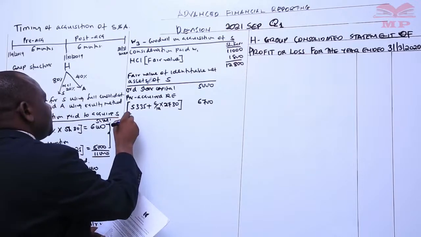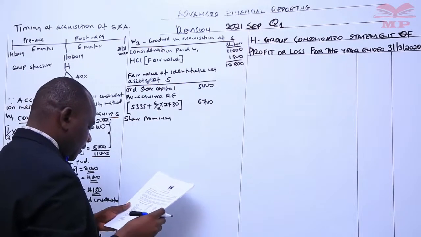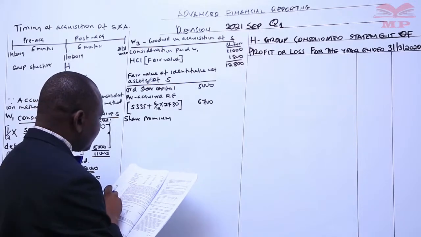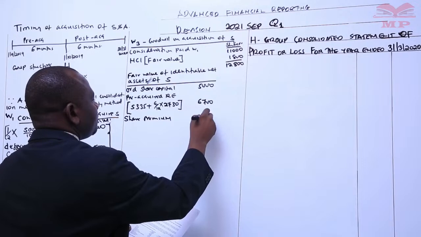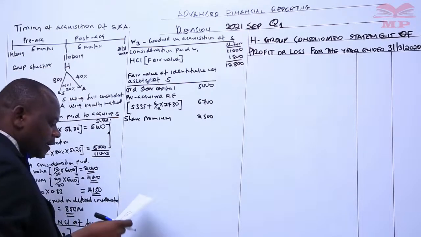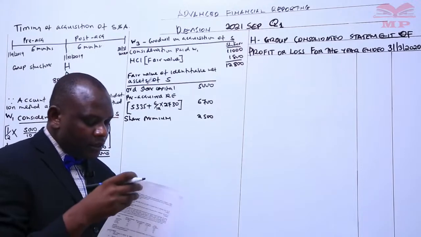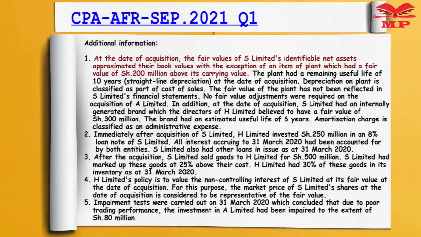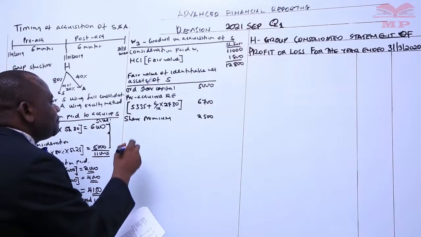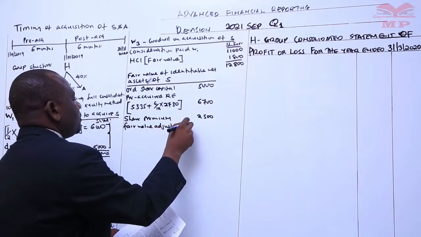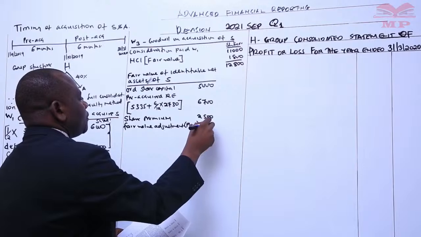Then we have a share premium. Share premium is provided in the balance sheet, 2,500. Then we have information 1. At the date of acquisition, the fair values of S identifiable net assets approximated their book values with the exception of an item of plant which had a fair value of 200 million above its carrying value. So that is fair value adjustment on plant, 200.